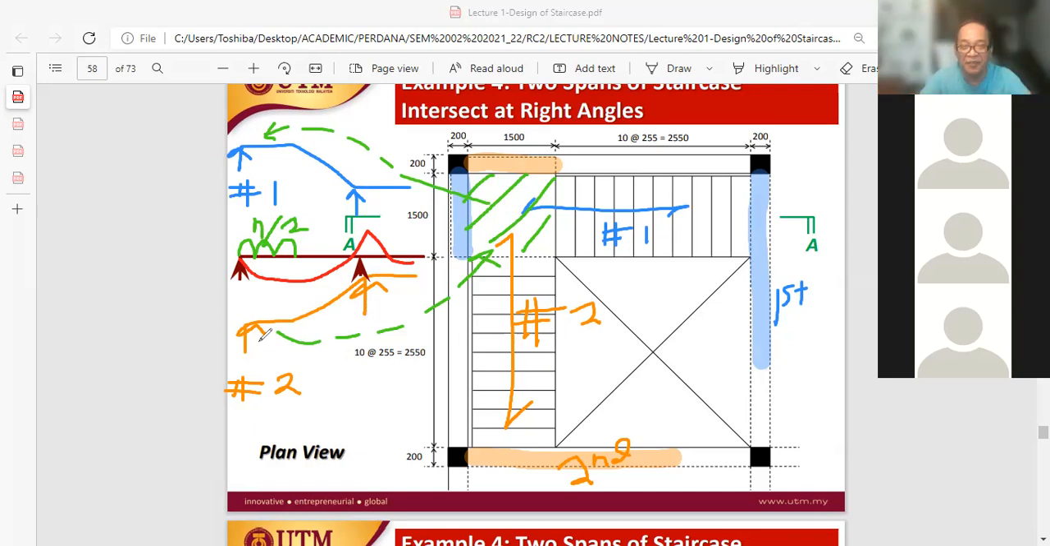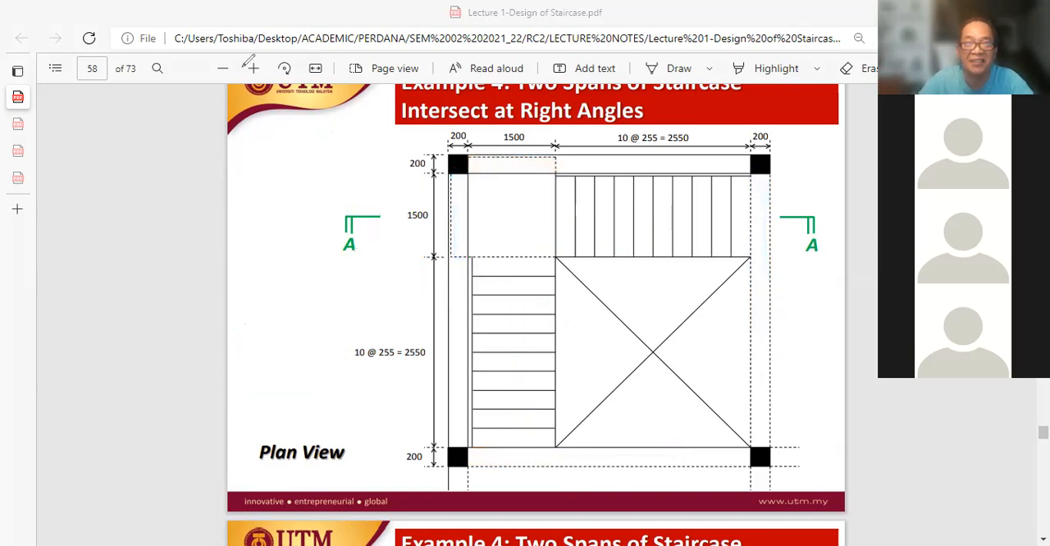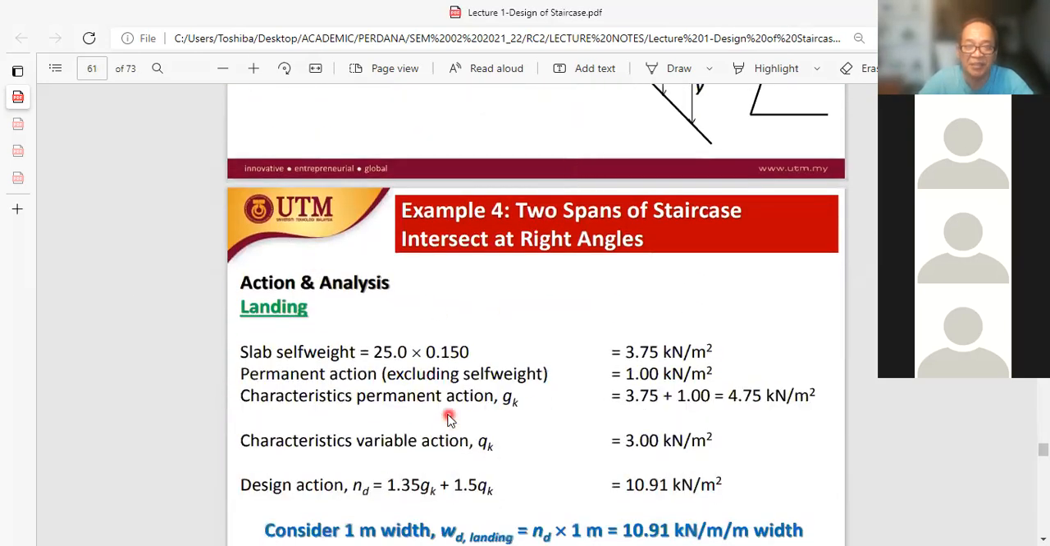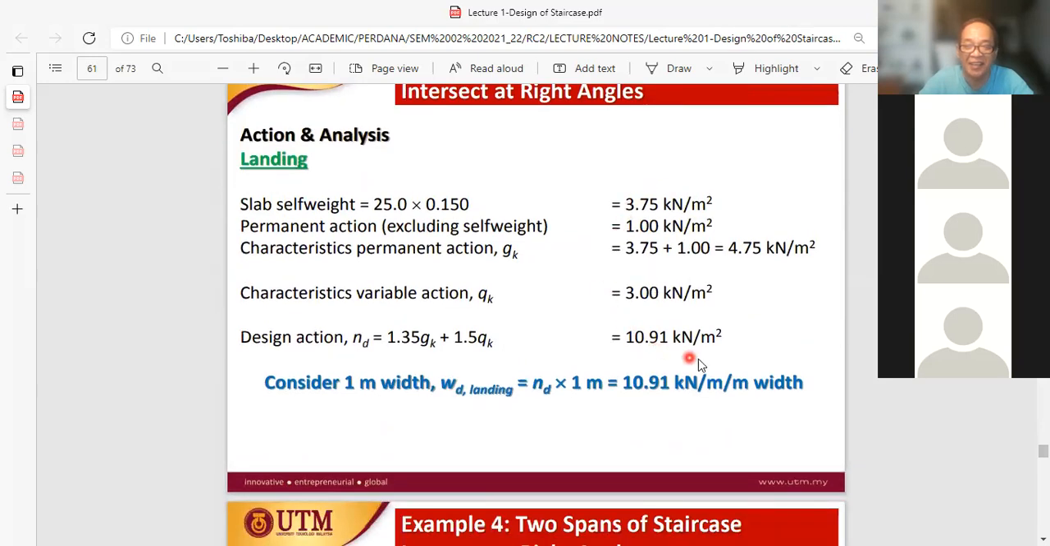So the solution for the example is similar to example number 2. Sama saja. Cuma now the loading pada landing is now divided into 2. Okay? And if we have a look, kalau kita tengok ni di sini, okay, this is highlighted di sini. Okay. Ini semua sama, cuma landing. Okay. Landing sekarang ni, the design load for the landing, taking account of the self weight, the finishers, we have a total GK, we have a total QK.